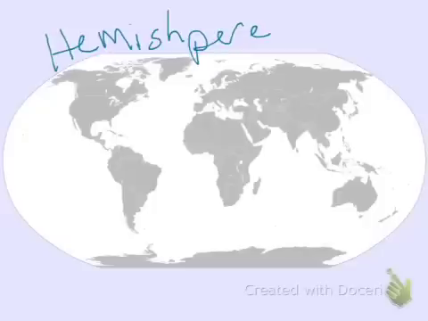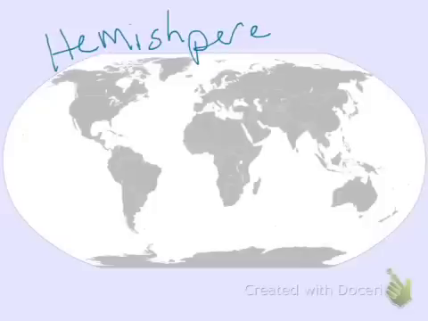This map we're looking at right now is Earth, but it's Earth if we laid it out flat, which it's not. We live on the Earth as a ball, right? It's a globe. It's a sphere, okay? And when we talk about hemispheres, we're breaking the Earth down into half of a sphere.